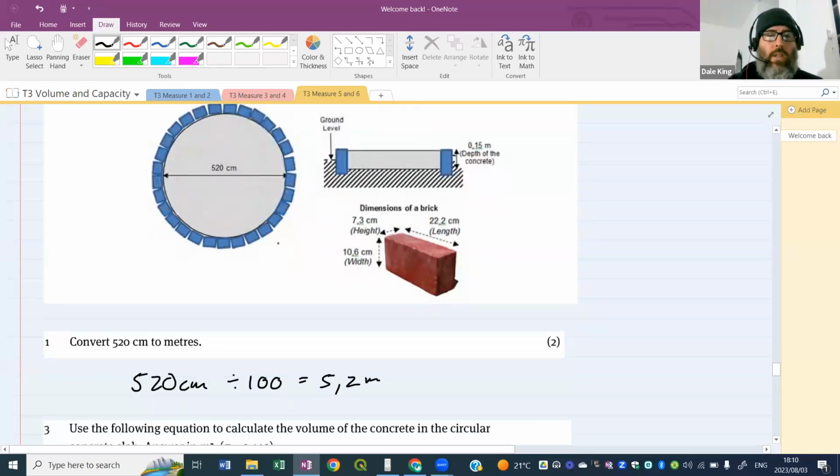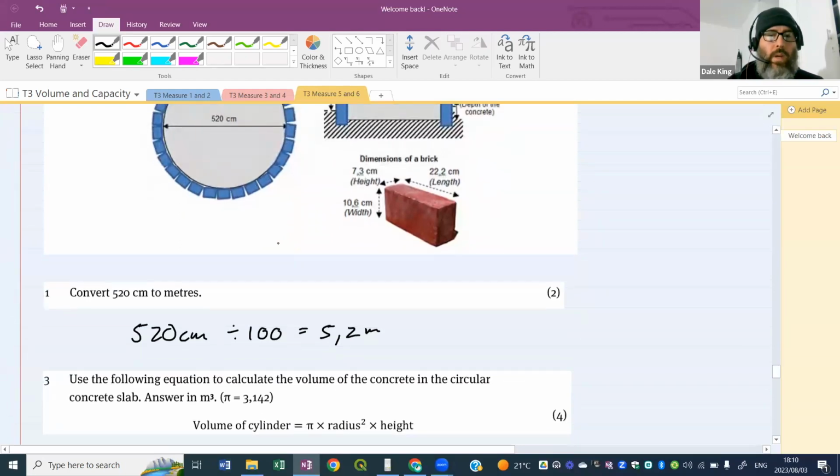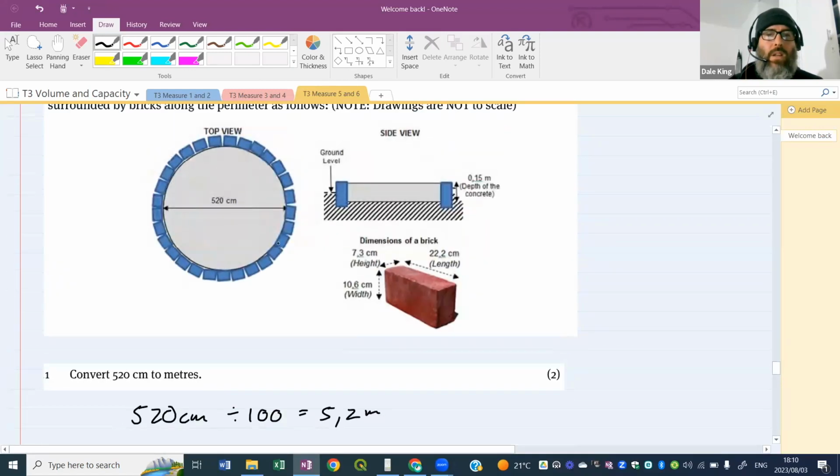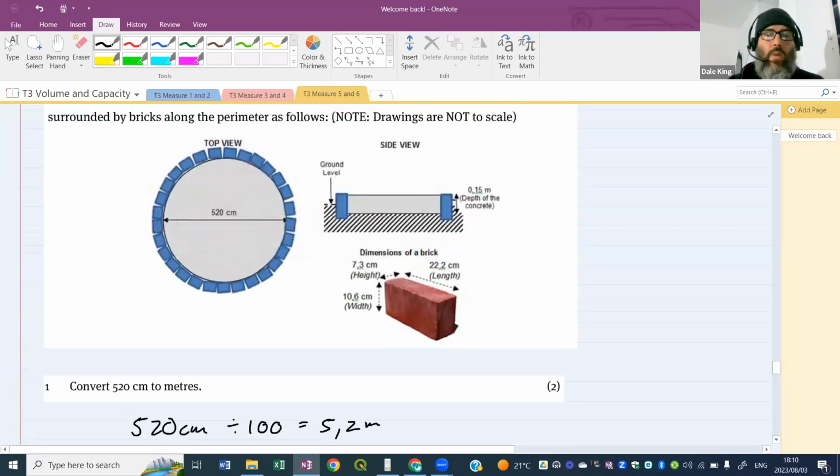Moving on to the next question. Use the following equation to calculate the volume of the concrete in the circular concrete slab. Answer in meters cubed, and they give us pi 3,142. They give us a formula. Now, what do they mean by volume? It looks like just a circular disc. Well, this is a cylinder shape, all right? There's a circular disc, and if you give it height, it then has volume. All right, so a circle with height has volume, doesn't it?